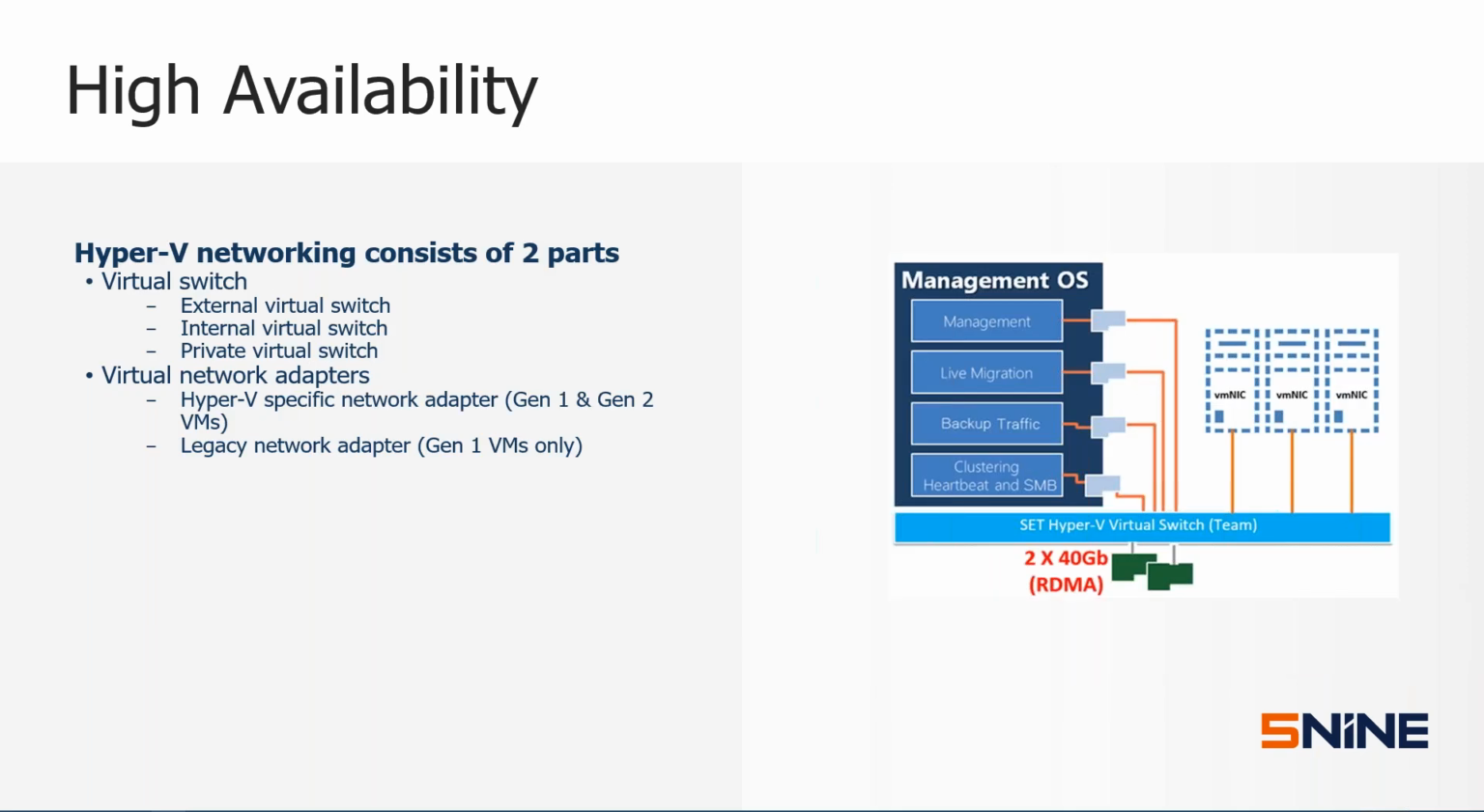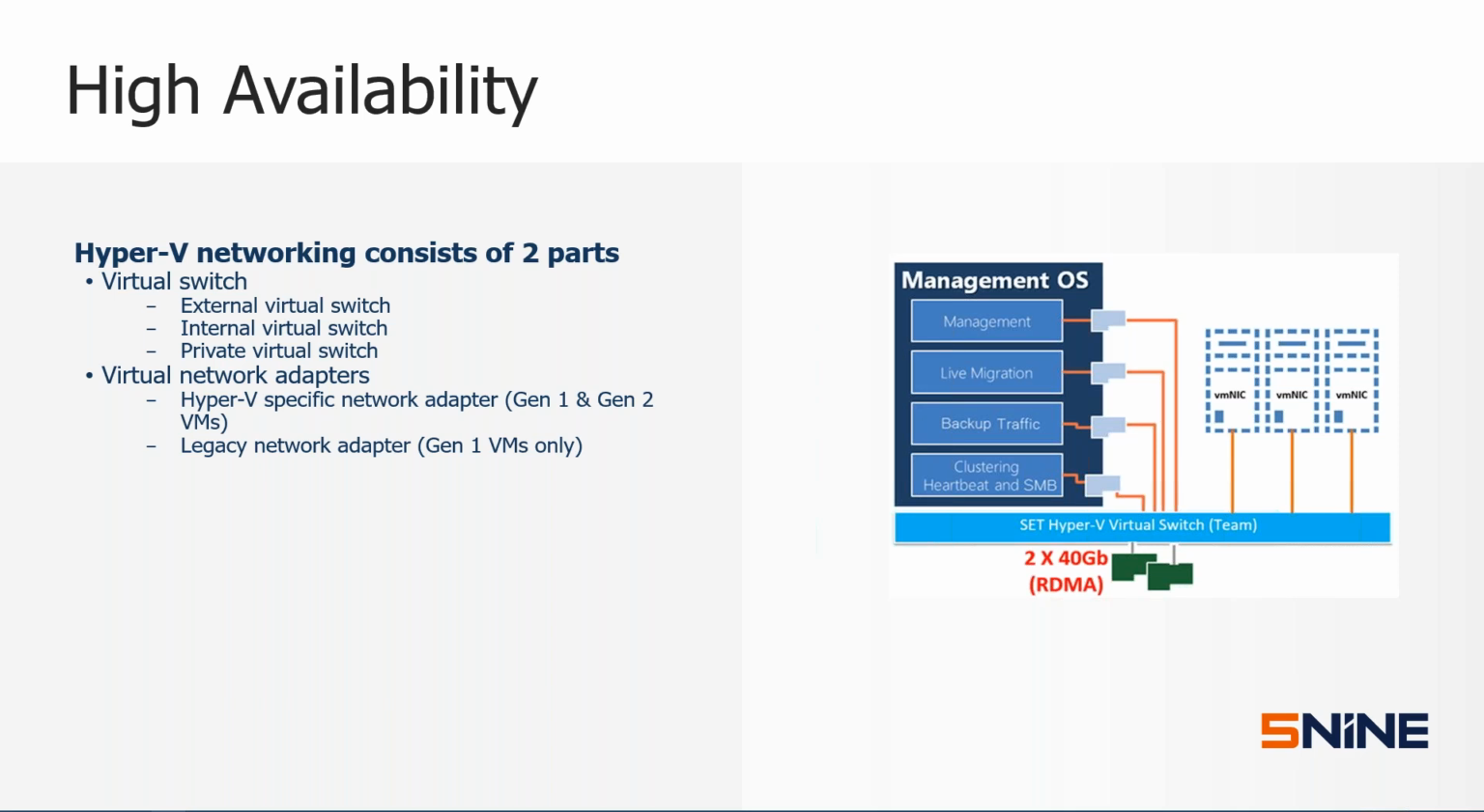So another part of high availability is Hyper-V networking, and that consists of 2 parts. We have the virtual switch part, where you have an external virtual switch, an internal virtual switch, and then a private virtual switch. They have different distinctions, where the private is internal to the switch itself, versus internal could be within the virtualization network, and then external is where you're tying into a production network.